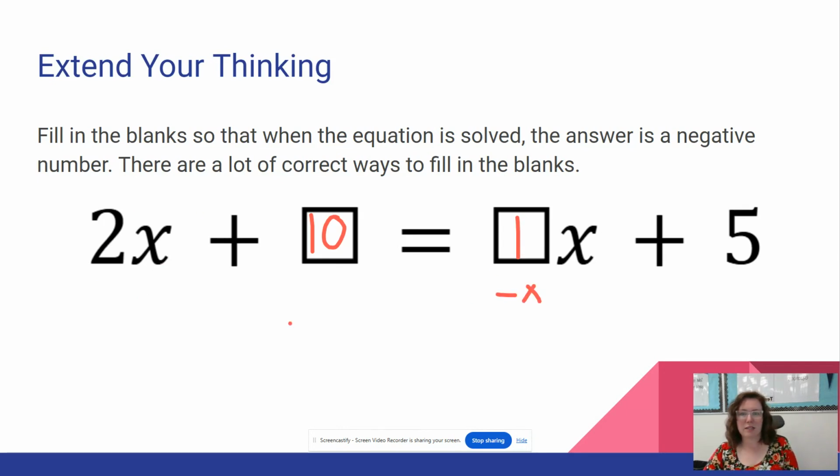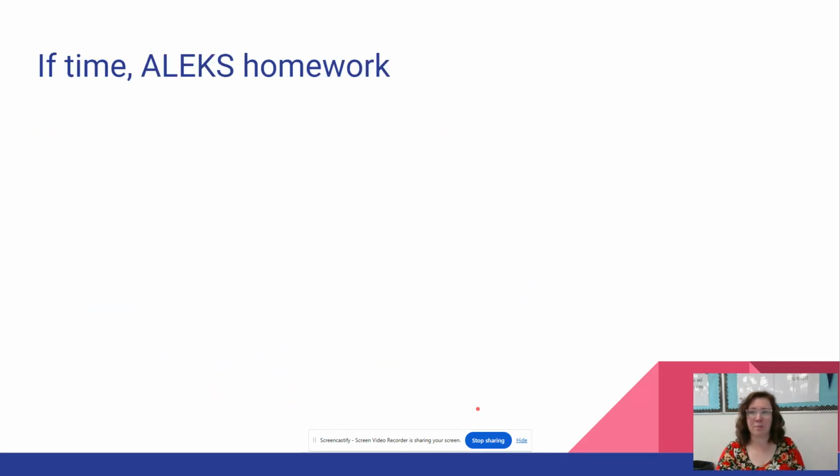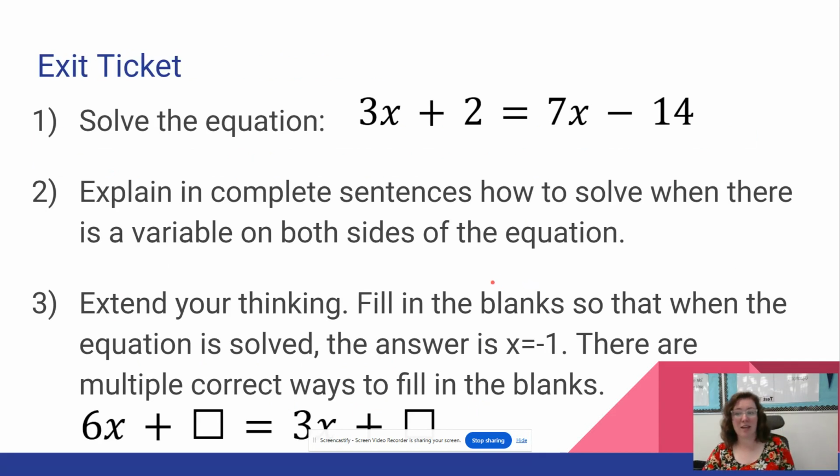So if we subtract x on both sides, 2x minus 1x, that's just 1x, plus 10 equals 5, and now we subtract 10 on both sides, and that gave us a negative number. So that's just an example of something it could have been. Homework, and then exit ticket.